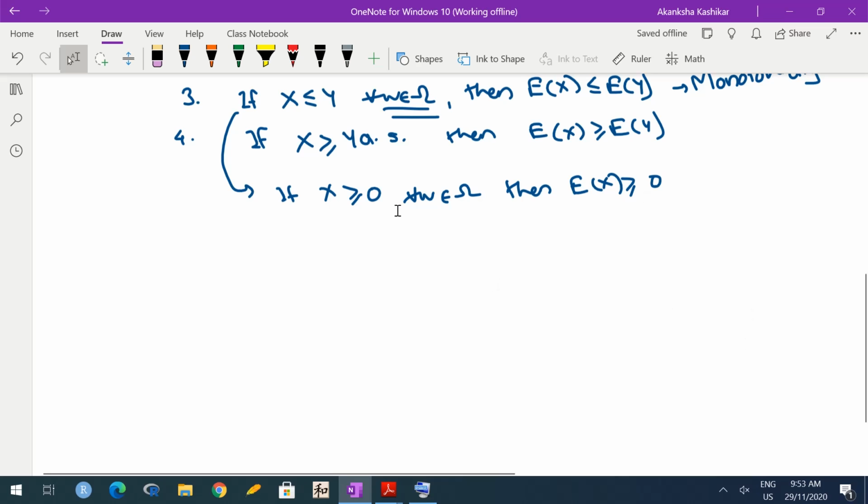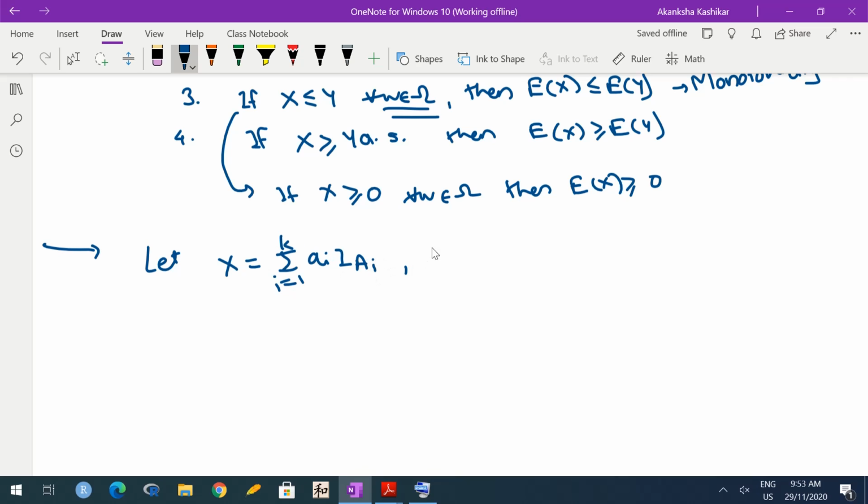We have already proved that if x and y are simple, then x plus y and x minus y are also simple random variables. At that time we saw that x plus y is defined on a partition created by the Ai intersection Bj's, if Ai's and Bj's form partitions for x and y. So let x be defined as the sum over i going from 1 to k of ai times the indicator of capital Ai, and y be defined as the sum over j going from 1 to m of bj times the indicator of Bj.